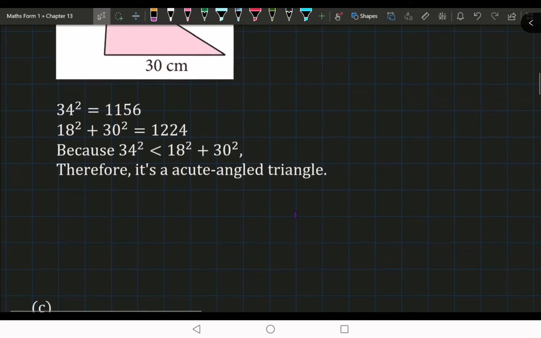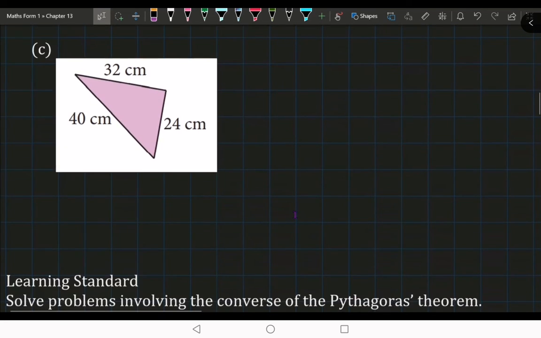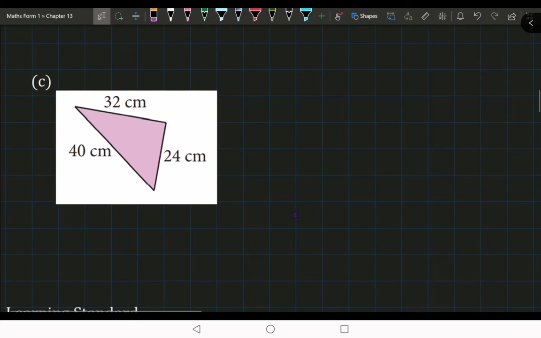Okay, we go for number three here, which comes from your textbook. Now we consider the three numbers. 40 is considered as the hypotenuse. I don't know whether it is a hypotenuse, so we try first.